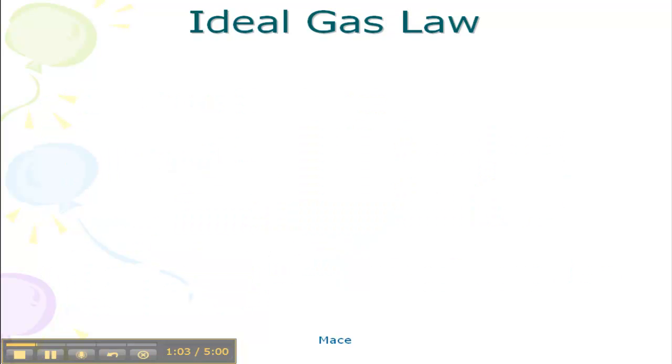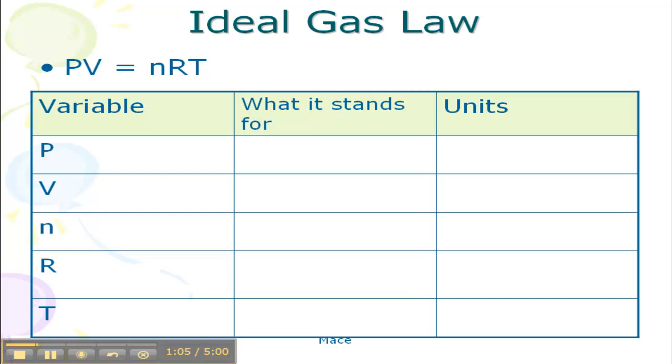So the formula is PV equals nRT. Fairly simple formula, but these variables are very specific. So I've created this table for you. You can just pause the video and jot it down.